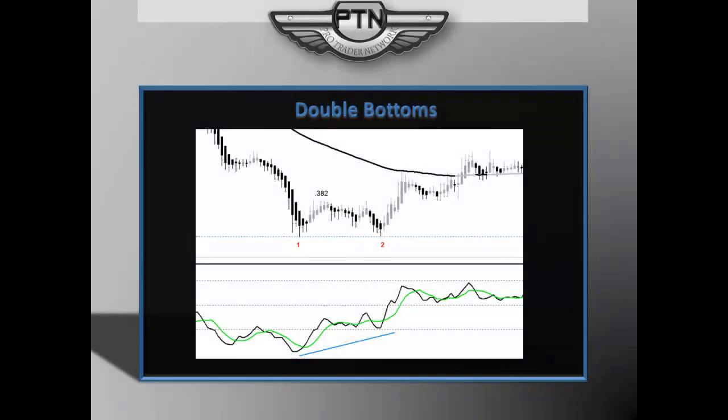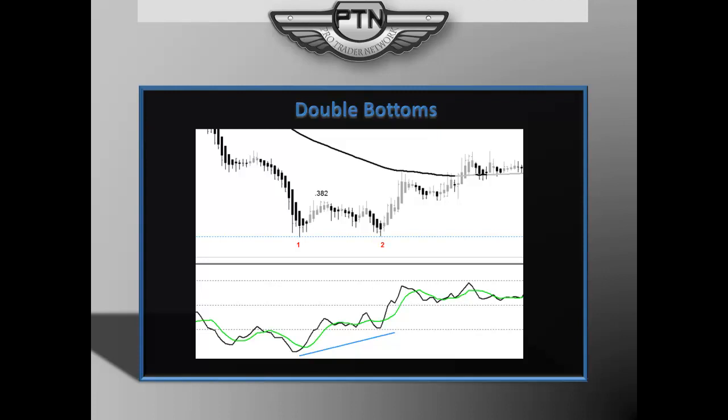And the double bottom, it stands to reason, would follow some of the same rules. The RSI must be in the oversold zone, and that is below the 32. The retrace from the first bottom must be at least at the 382 level. There has to be a minimum of 5 candles between the bottoms.